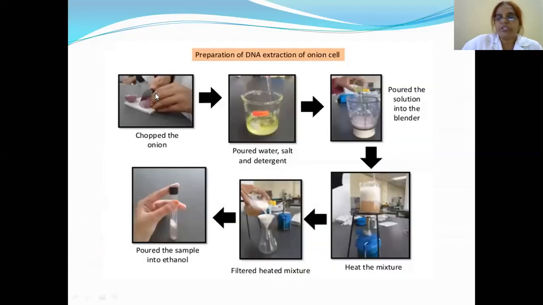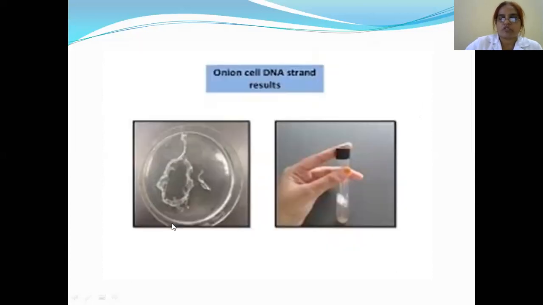See, this is a simple thing. First chop the onions and put them into the beaker. This beaker contains the water, salt and detergent. Now the mixture is poured into the blender or mixer. After grinding, heat the mixture, then filter the mixture. Now the filtered solution is transferred into the test tubes. Now add the alcohol. Now see the DNA precipitate. So onion cell standard results: this is the DNA.